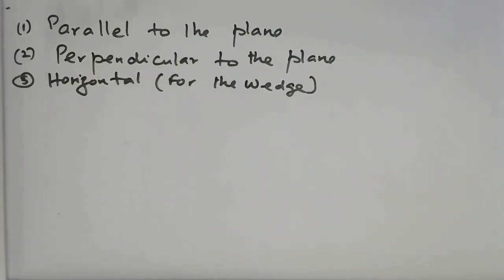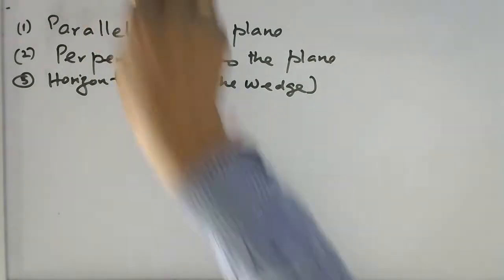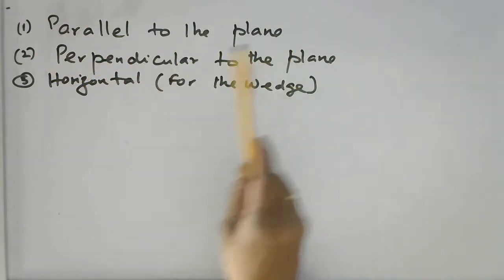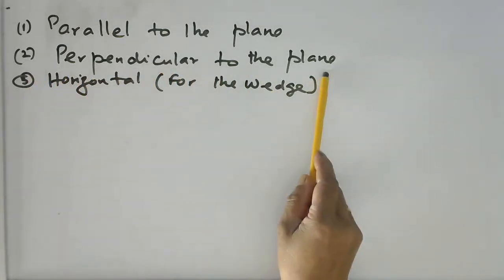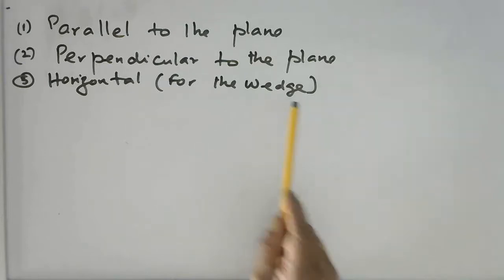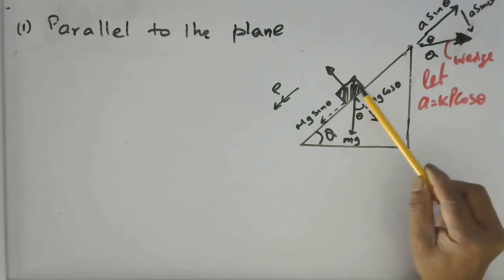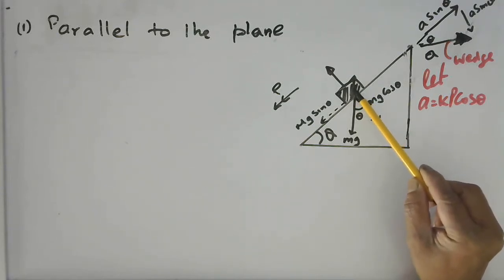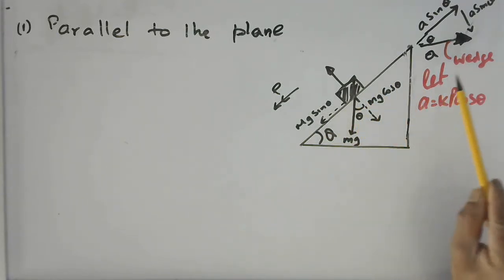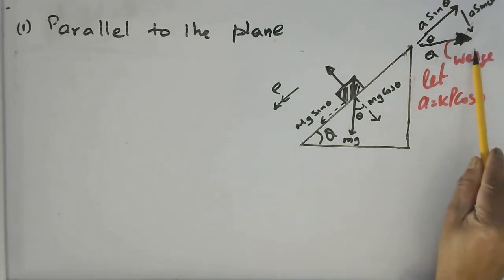To do this question, we need to consider three things. First, parallel to the plane. Second, perpendicular to the plane. The third is horizontal for the wedge. First we consider parallel to the plane. If you look at the diagram, the particle is going to move down, and at the same time the wedge is going to move to the right.